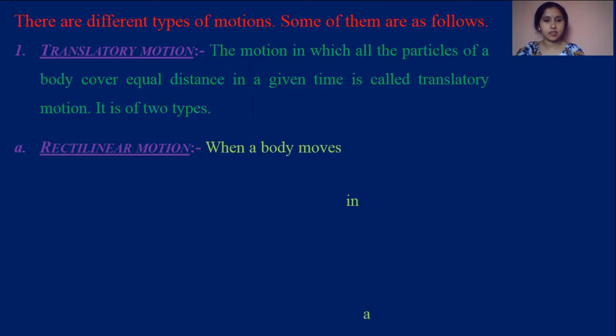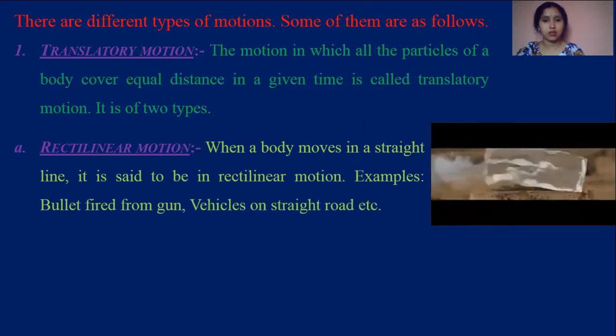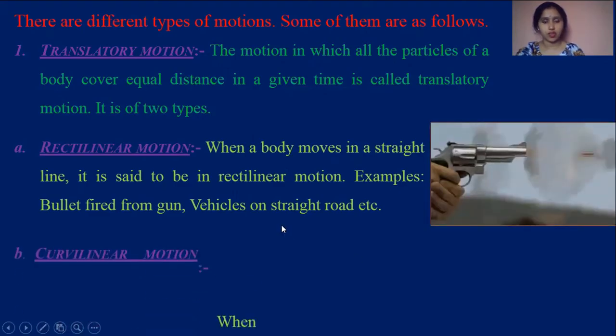First, rectilinear motion. When a body moves in a straight line, it is said to be in rectilinear motion. Examples you can see here: a bullet fired from a gun, vehicles on a straight road, etc.